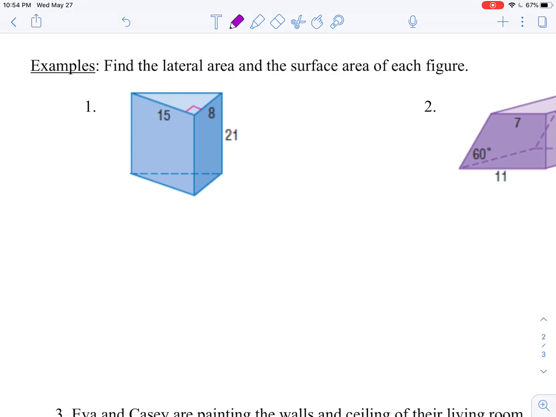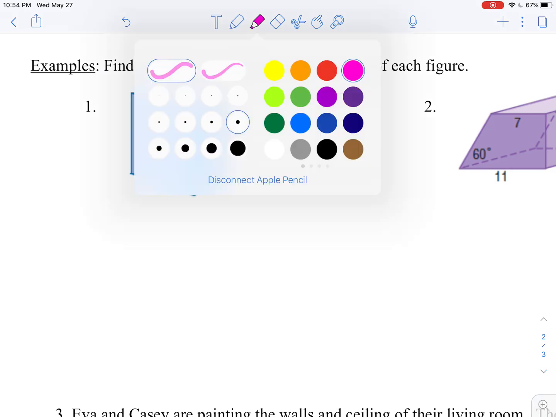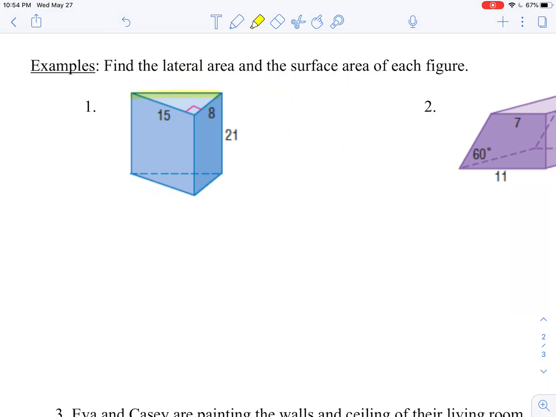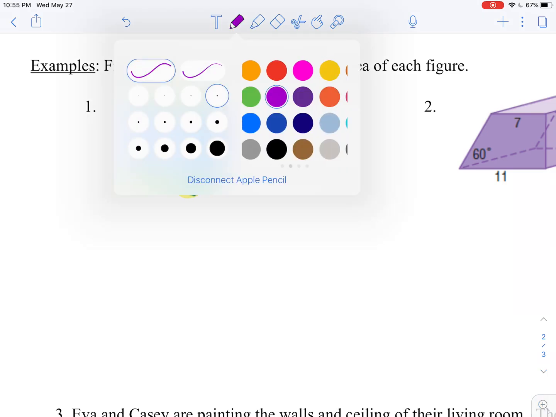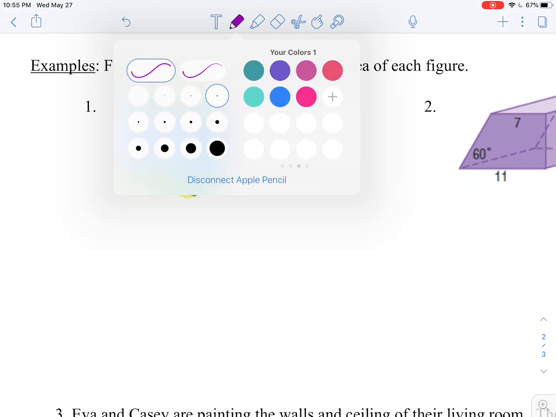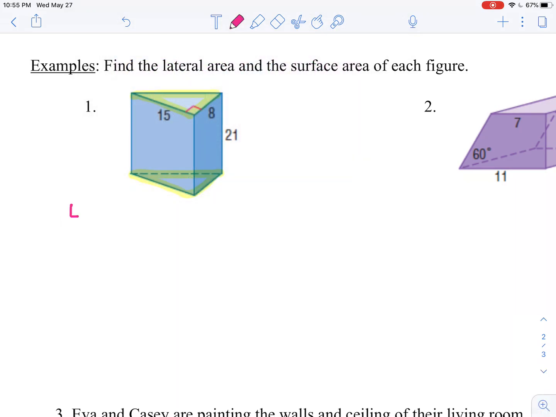Okay, if you flip over to the back, let's take a look at two examples for lateral and surface area. So in question number 1, here we have a triangular prism. It's a right triangular prism because our lateral edges are perpendicular to the bases. In this picture, the bases are the top and the bottom of the shape, these two triangles. In order to find the lateral area first, we are going to use our formula, capital P times lowercase h.